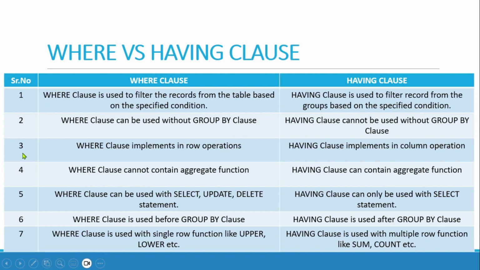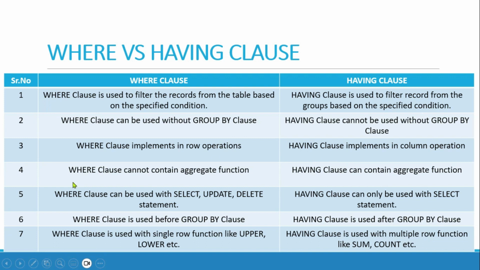Okay. Now the third difference is where clause implements row operations, whereas having clause implements column operations. So here where clause deals with the row by row function, whereas the having clause deals with the column. Here we are grouping it, so that's why it deals with the column function.